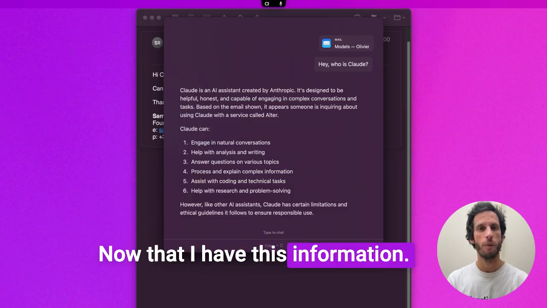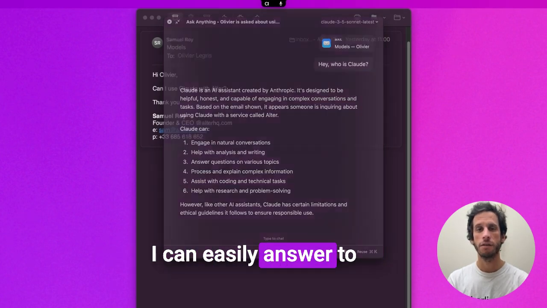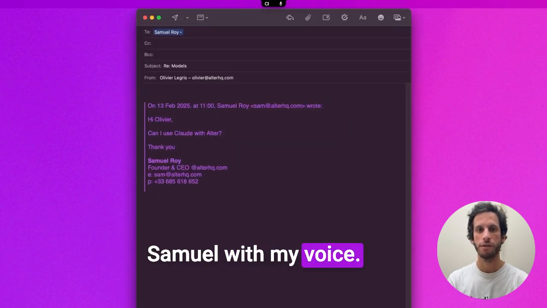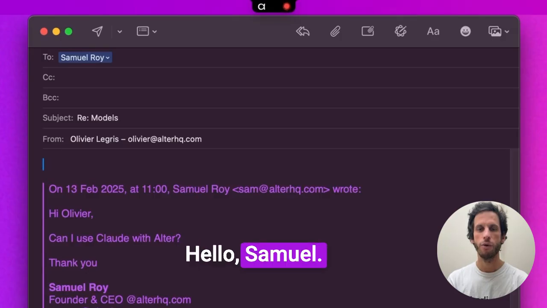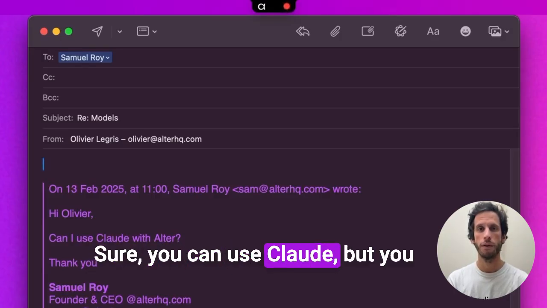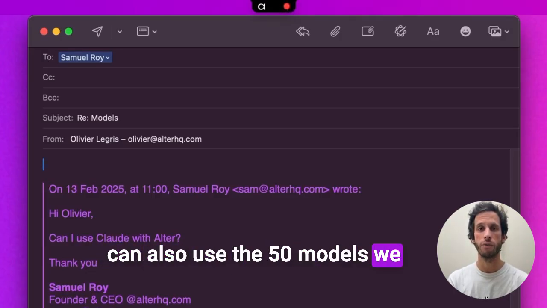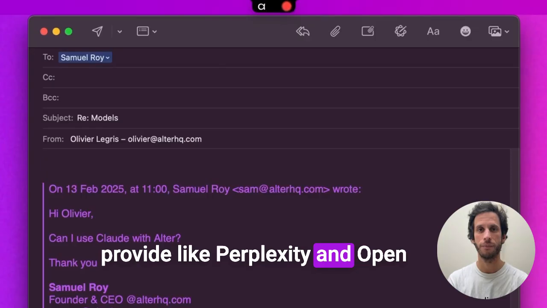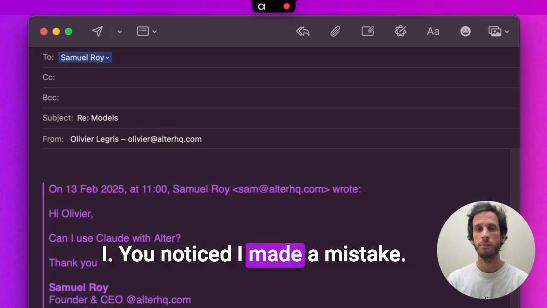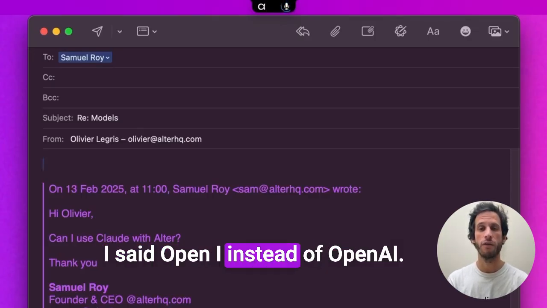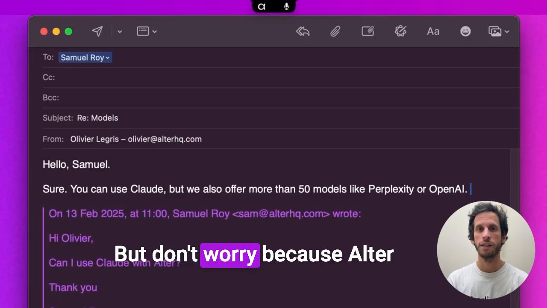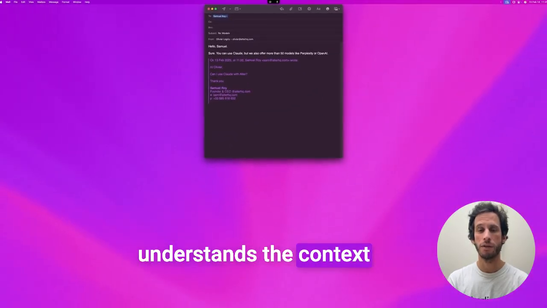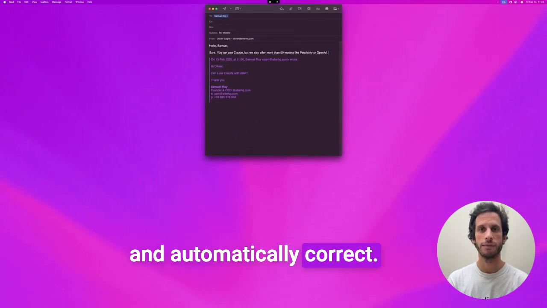Now that I have this information, I can easily answer Samuel with my voice. Hello, Samuel. Sure, you can use Claude, but you can also use the 50 models we provide, like Perplexity and OpenAI. You noticed I made a mistake. I said OpenAI instead of OpenAI. But don't worry, because Alter understands the context and automatically corrects it.